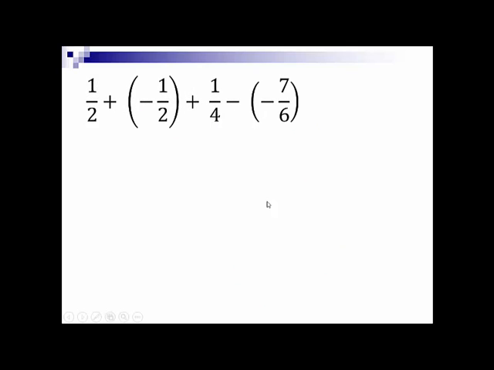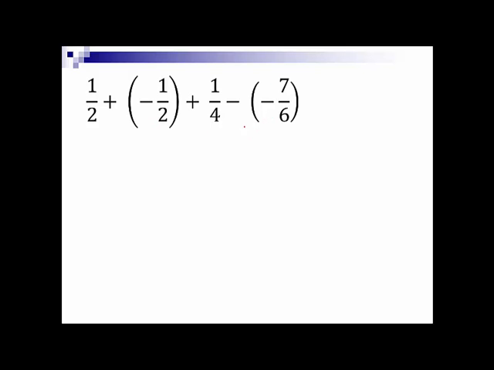Let's take a look at this problem. So again, with my order of operations, the first thing I need to do is work within parentheses. So I look within parentheses here and I say, oh, I already have a single value. I then look within parentheses here and I say, oh, I already have a single value.